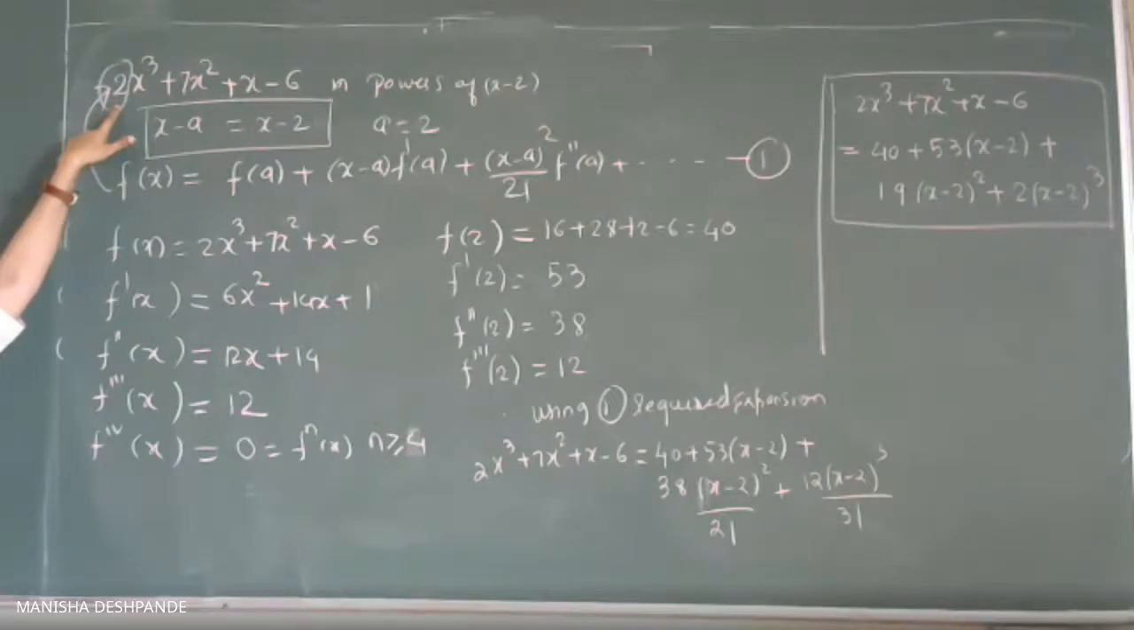So in case the MCQ question says to find the coefficient of the highest degree term in the expansion in powers of x minus 2, it will be nothing but just the coefficient of the highest degree term in the question itself. No need to solve. Clear? If it was 1, it would have been 1. If it was 7, it would have been 7.